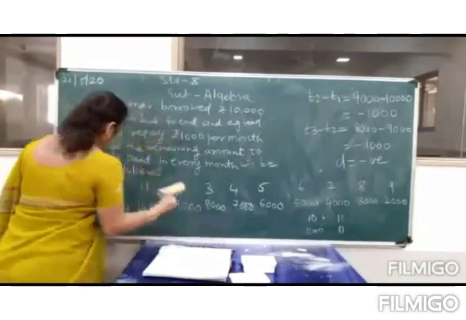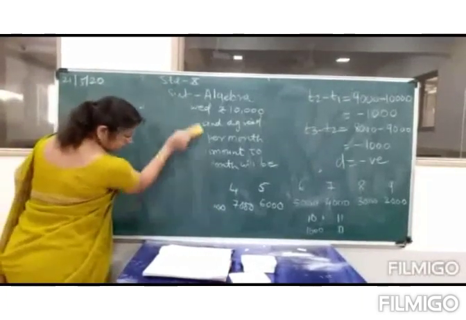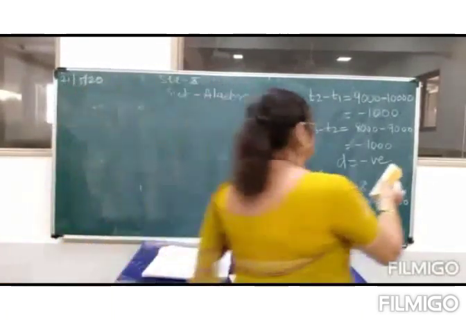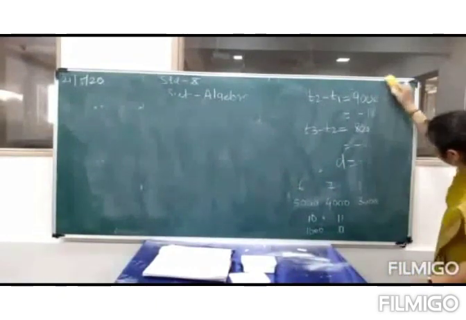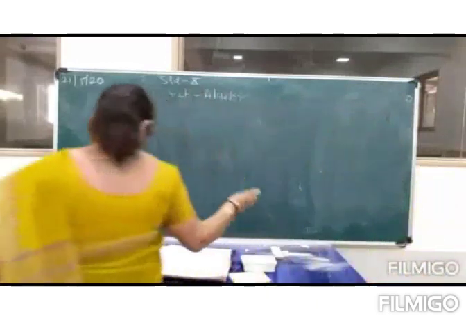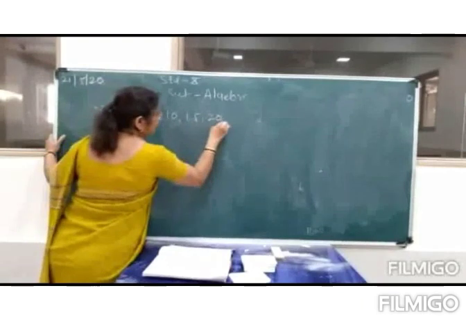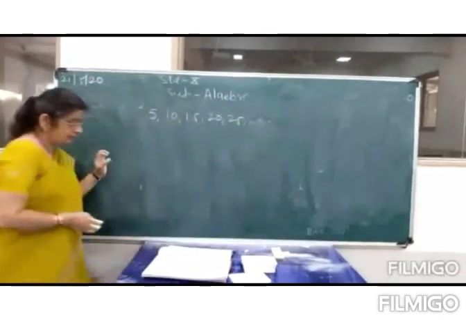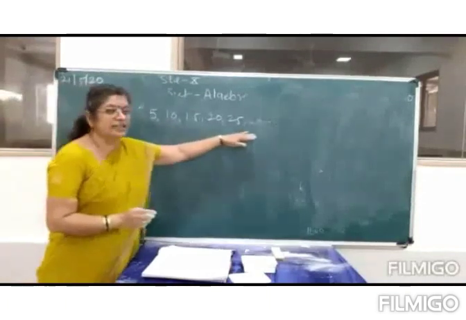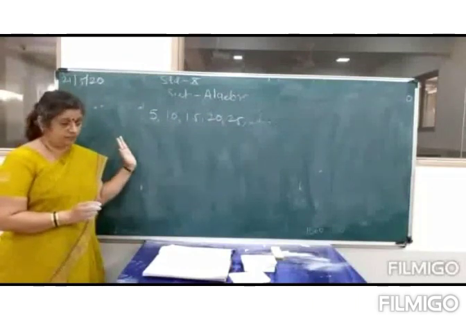Now we will go for the next example. Next example is, consider the table of 5. 5, 10, 15, 20, 25, like that. If I write the 5 table, that means the numbers are divisible by 5.